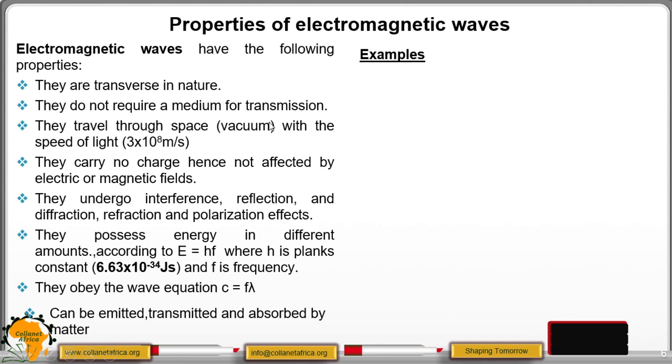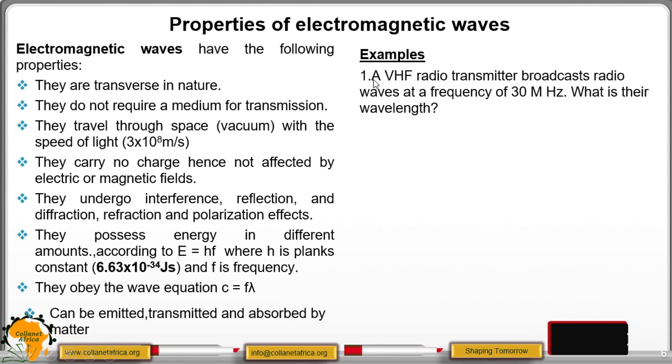From there, we can look at examples. 1. A very high frequency radio transmitter broadcasts radio waves at a frequency of 30 megahertz. What is the wavelength? We proceed as follows. v = λf.